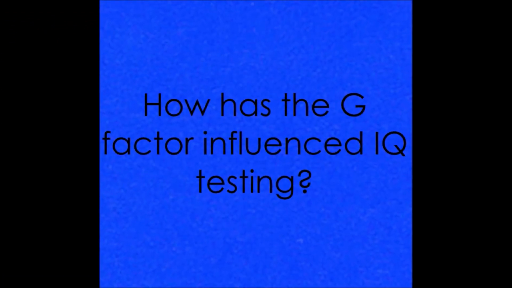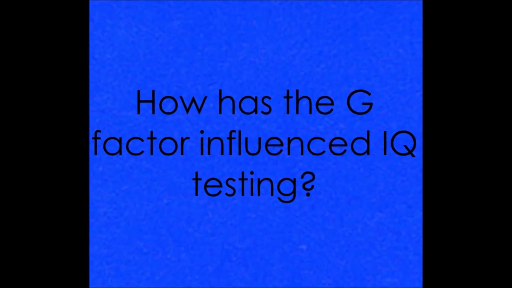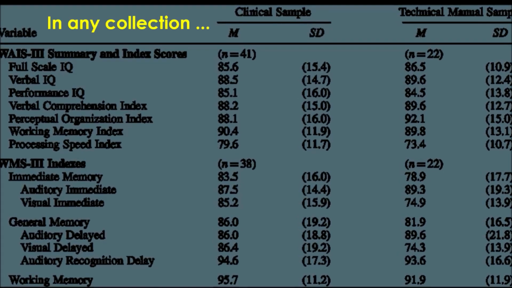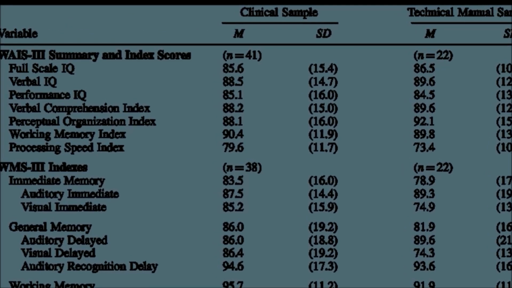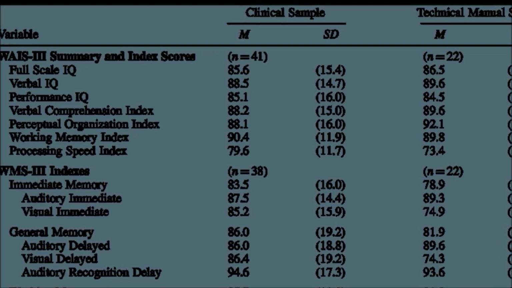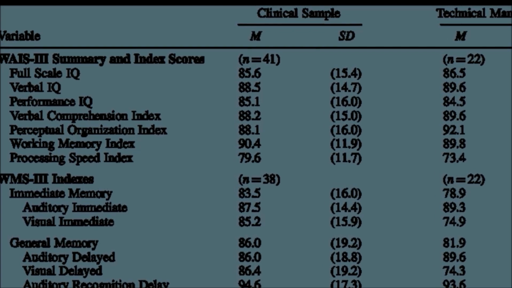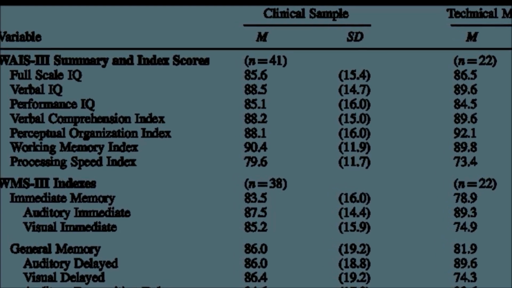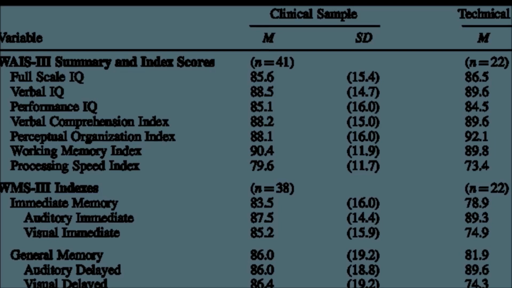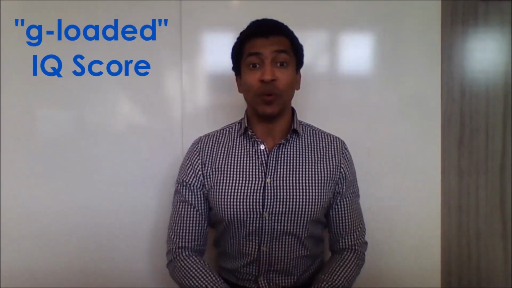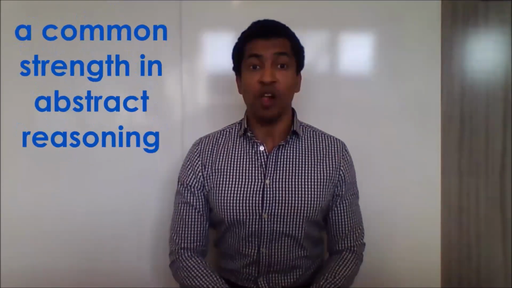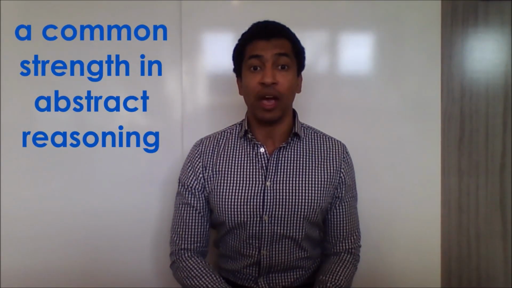How has the G factor influenced IQ testing? In any collection of test items which make up an IQ test, the score which best measures G is the IQ score because that score has the highest correlations with all the item scores. Typically, the G-loaded IQ score of an IQ test appears to involve a common strength in abstract reasoning across the item content of the test.